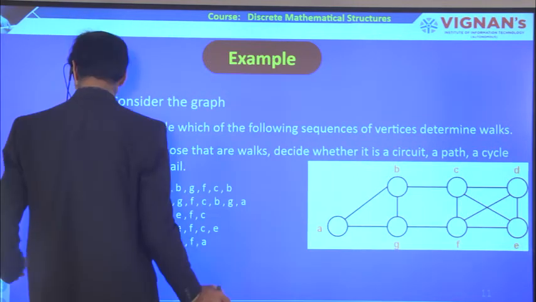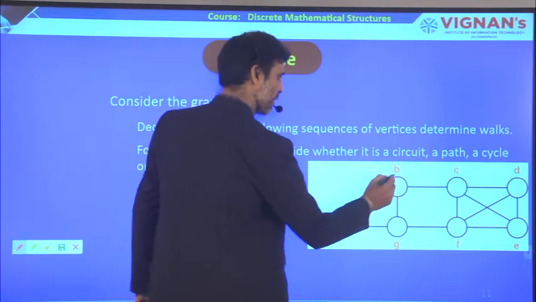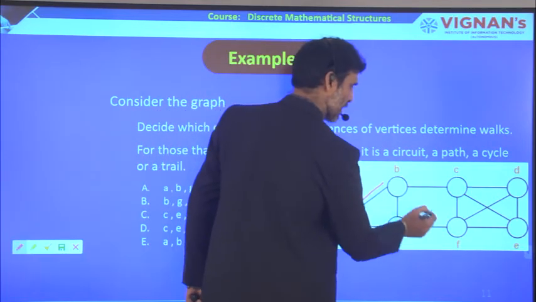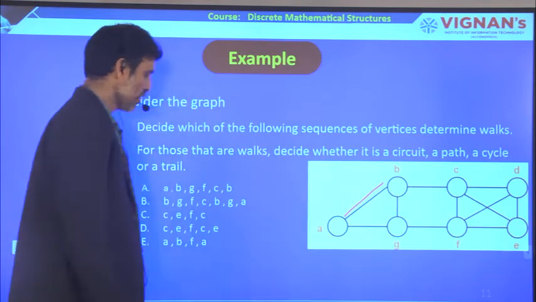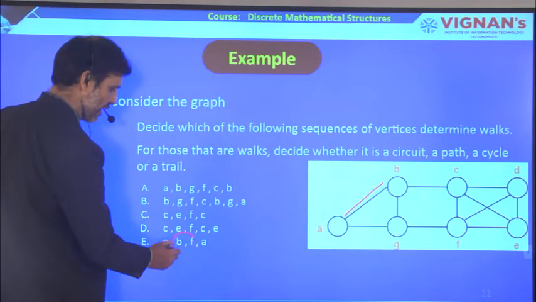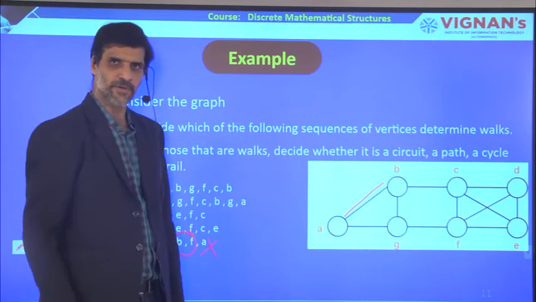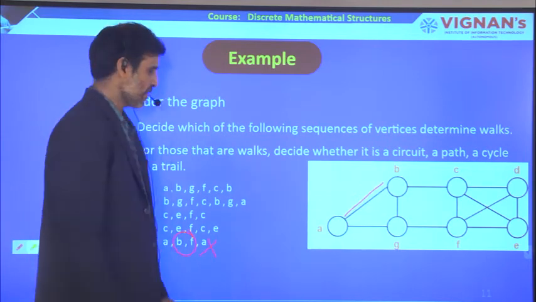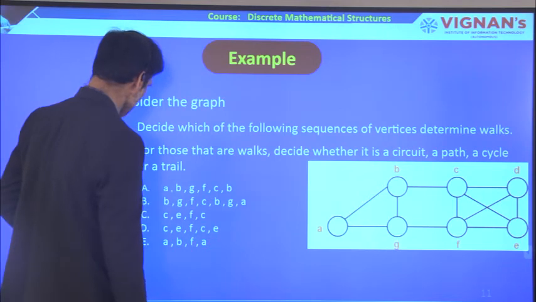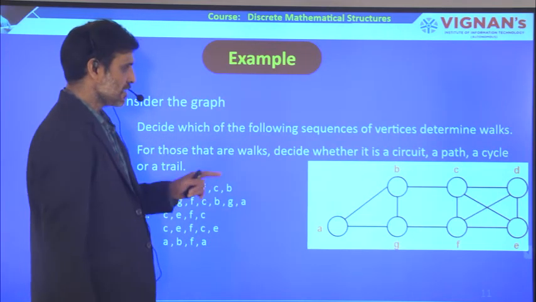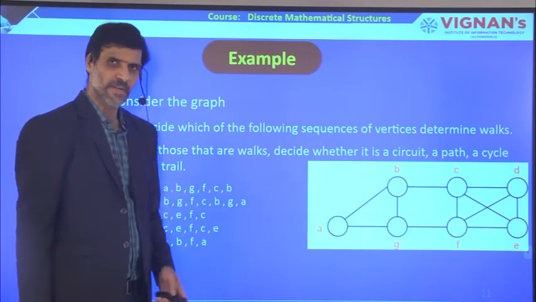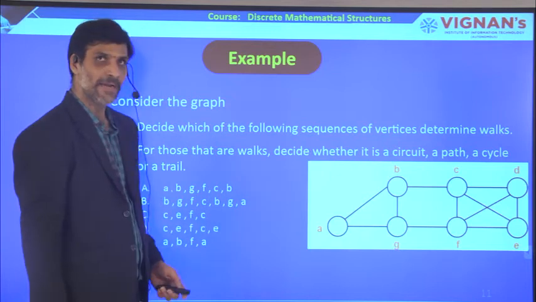So finally, A to B, B to F. There is no connection between B to F. There is no edge between B to F. Therefore it is not a walk. If it is not a walk, then there is no need to discuss all the other points. So this is how we can discuss all these definitions with a given graph. This is for a simple undirected graph.